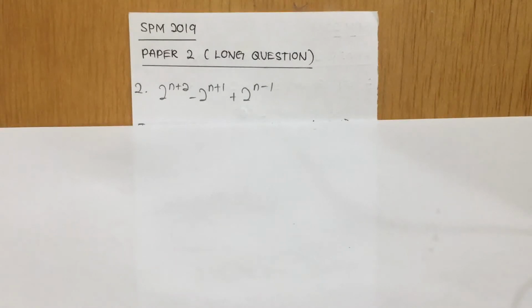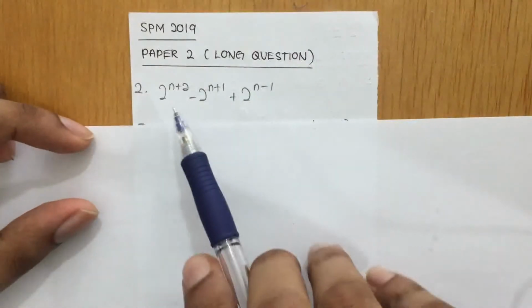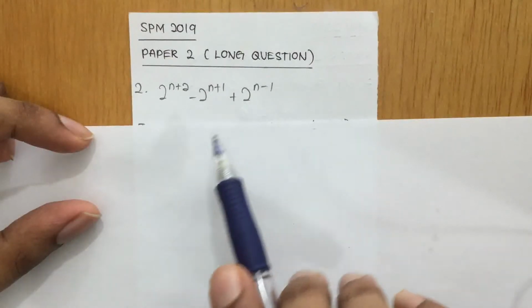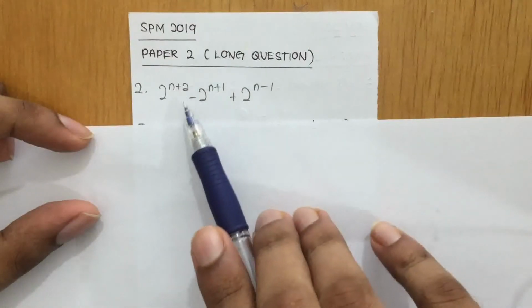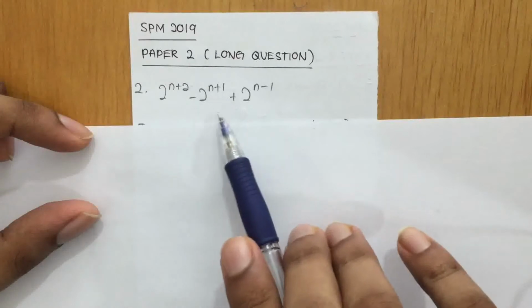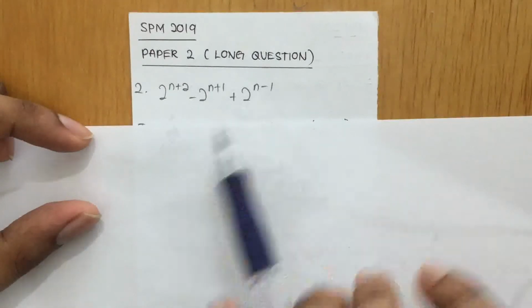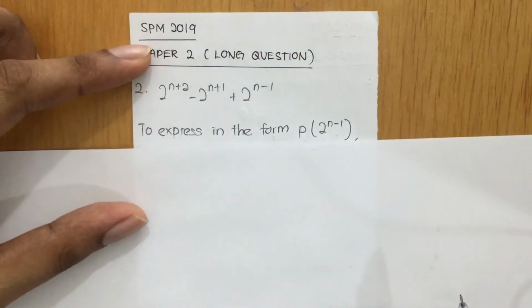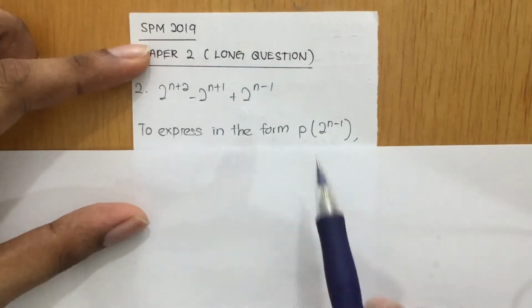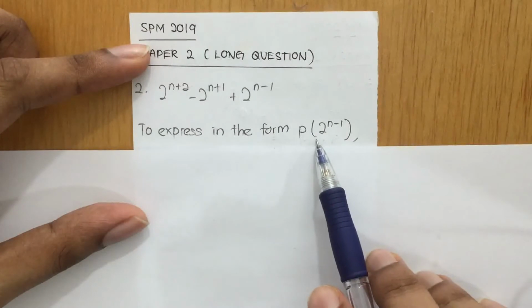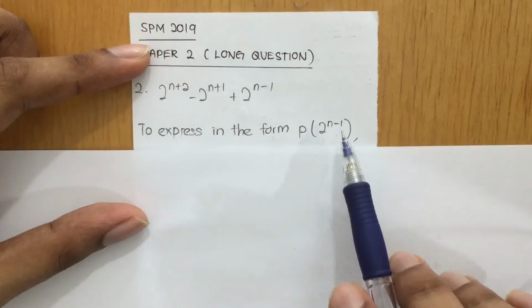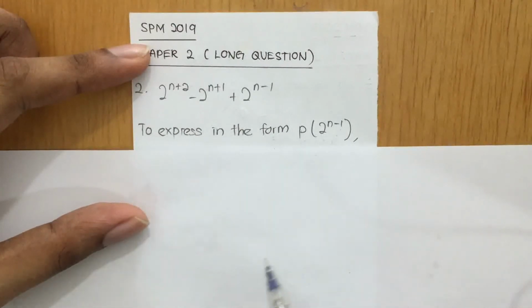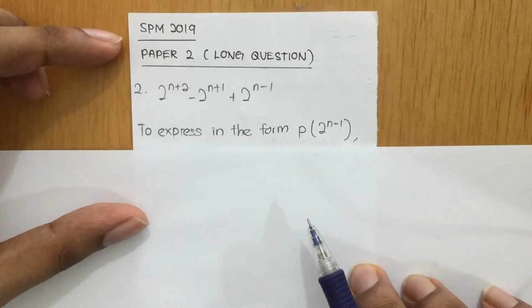Alright, let us begin our discussion for the question 2 solution now. Okay, we rewrite the whole equation over here: 2 to the power of n plus 2 minus 2 to the power of n plus 1 plus 2 to the power of n minus 1. So the first step we need to do is express it in the form of p in a bracket 2 to the power of n minus 1. In order to express in this form, I'm going to show you in the next working.